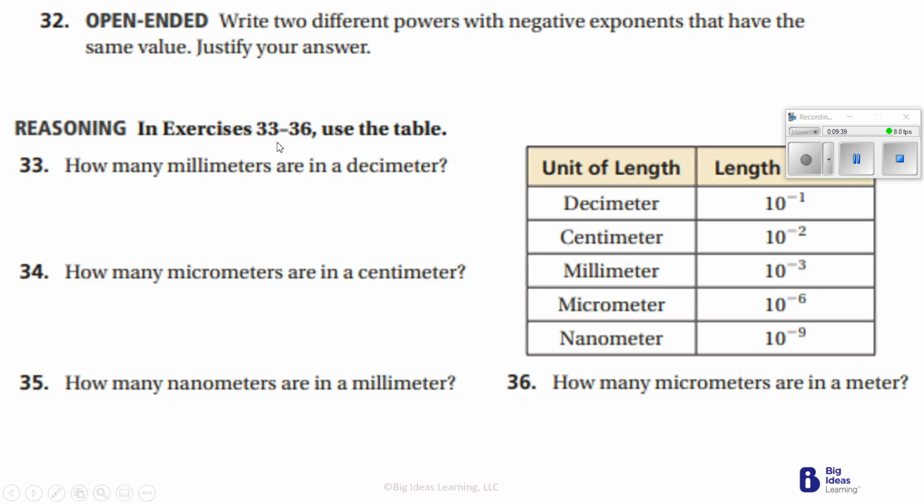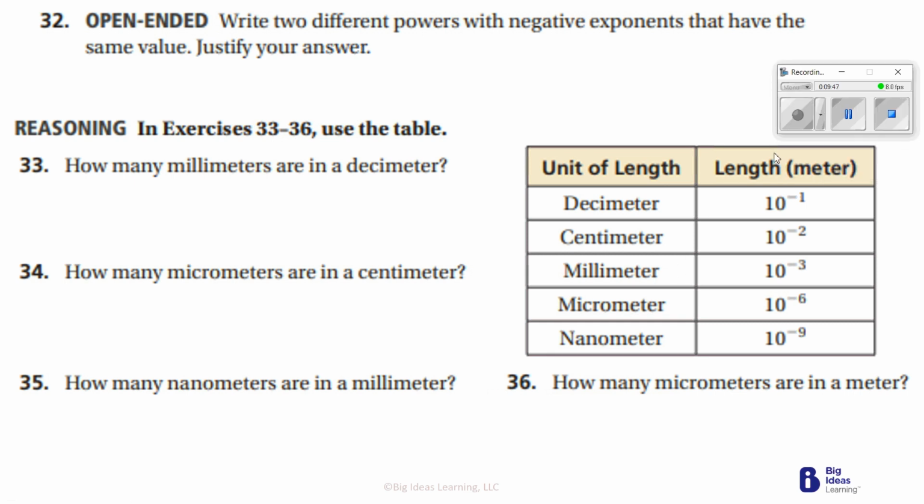Let's move on to number 33. How many millimeters are in a decimeter? Well, we're talking lengths here. A millimeter is 10 to the negative 3 power. So that's going to go ahead and give us 100 millimeters. All right. You might be thinking, how did you get this? So let's go ahead and remember that if we have 10 to the negative 3, remember how many millimeters are in 1 decimeter, right?